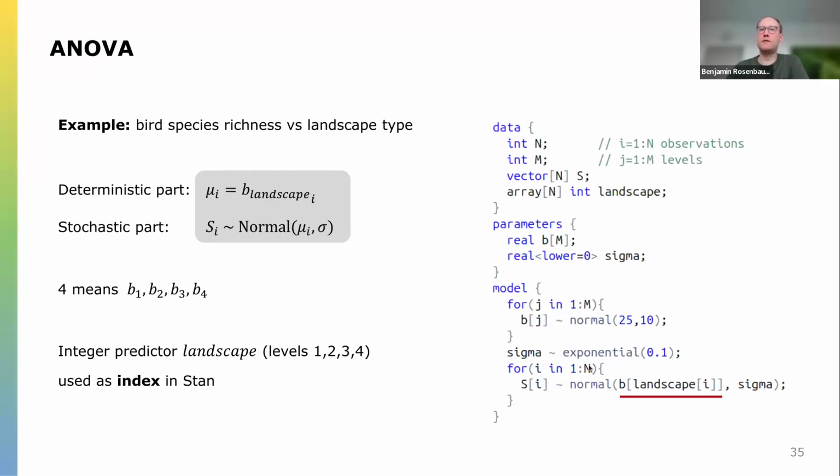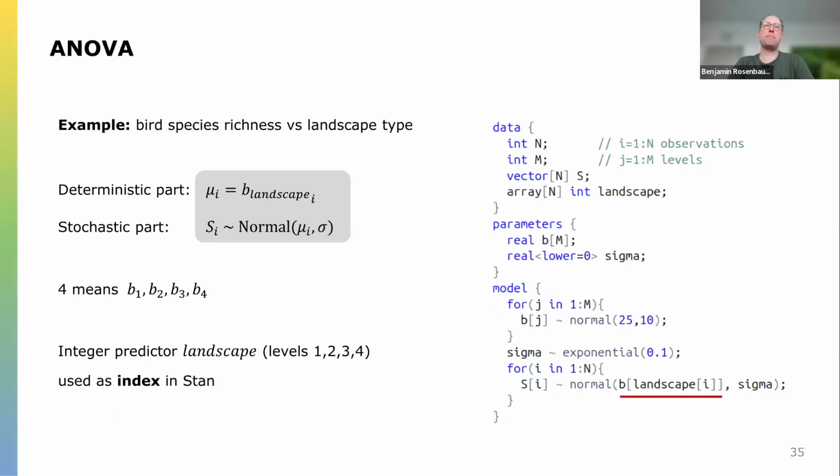Then if I look through the data set, each species richness in each location, so for each data point, has a normal distribution with a mean that is given by landscape of i. Landscape of i is a vector, and each landscape of i is either 1, 2, 3, or 4. So this is either b of 1, b of 2, b of 3, or b of 4, depending on which row in the data frame you're using. So we are just using landscape here as an index. This is how you work with categorical predictors in Stan.